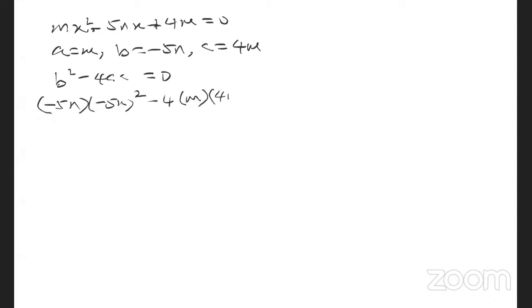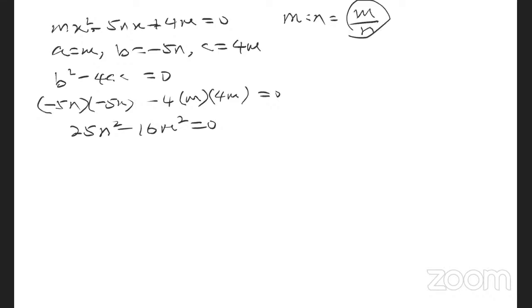4AC equals 0. So this is 20. Oh, no more square here. So this is 25n squared minus 16n squared equals 0. What is the question? The question is m to n, meaning m over n. Remember, whenever you see ratio, it means you divide. Ratio means divide. Okay? So n is positive. So bring the minus over the side: 16n squared equals 25m squared.